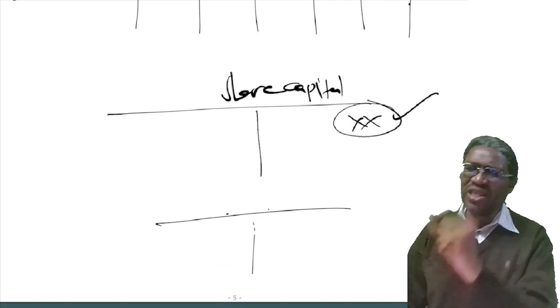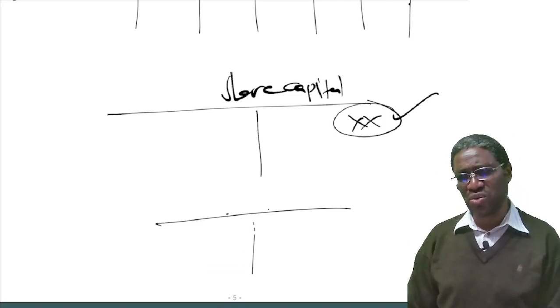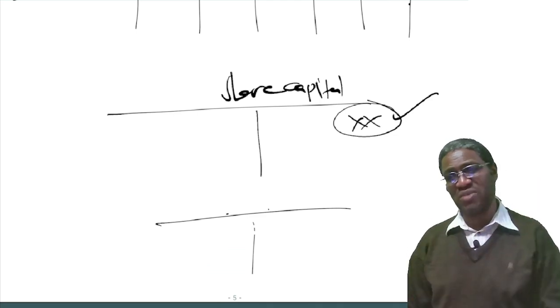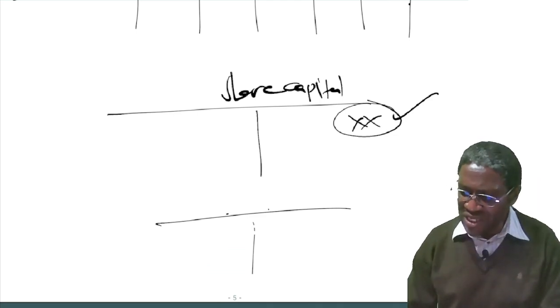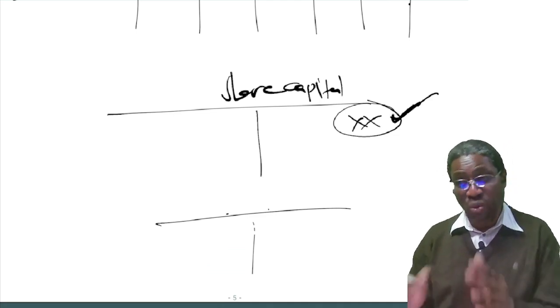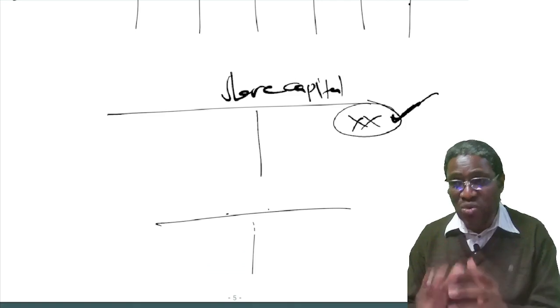Because for every credit, there must be a debit. You know that's an accounting rule. And for every debit, there must be a credit. Now I've only credited share capital by whatever the amount of the bonus shares. So the question is, which account will you debit?